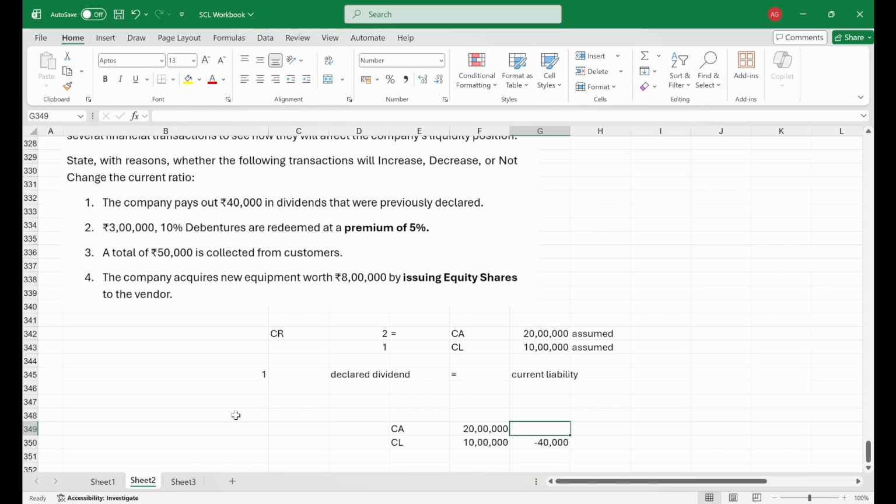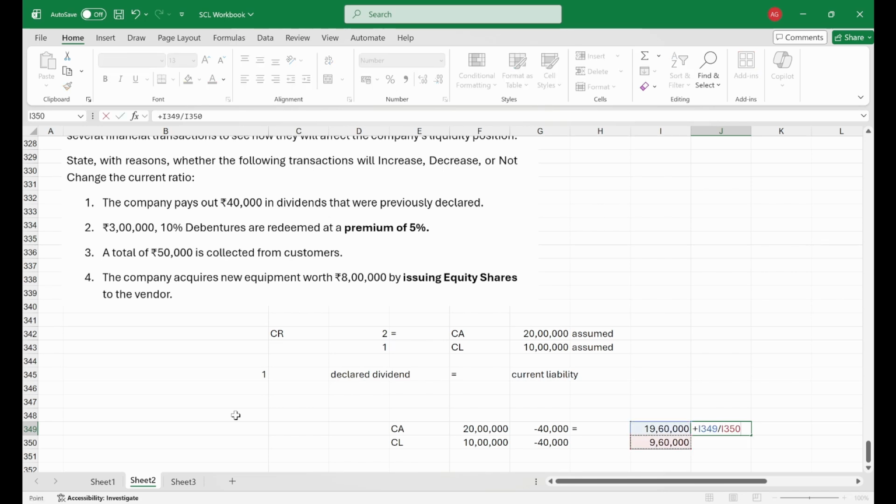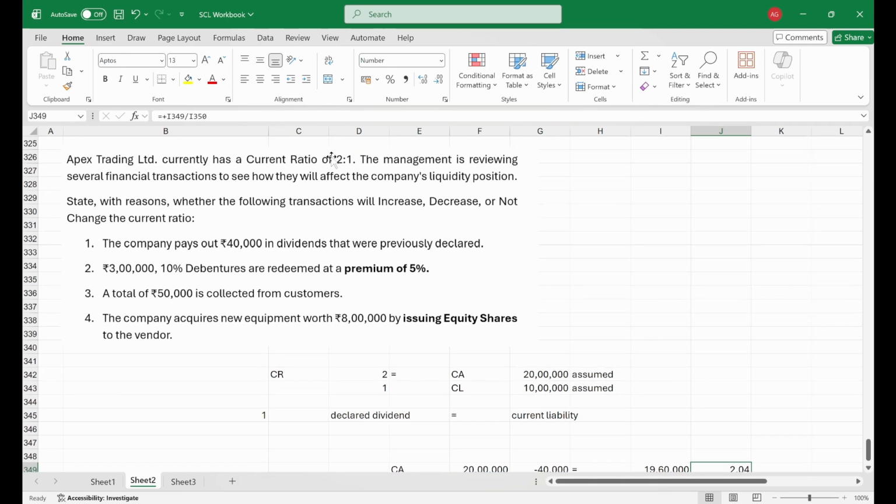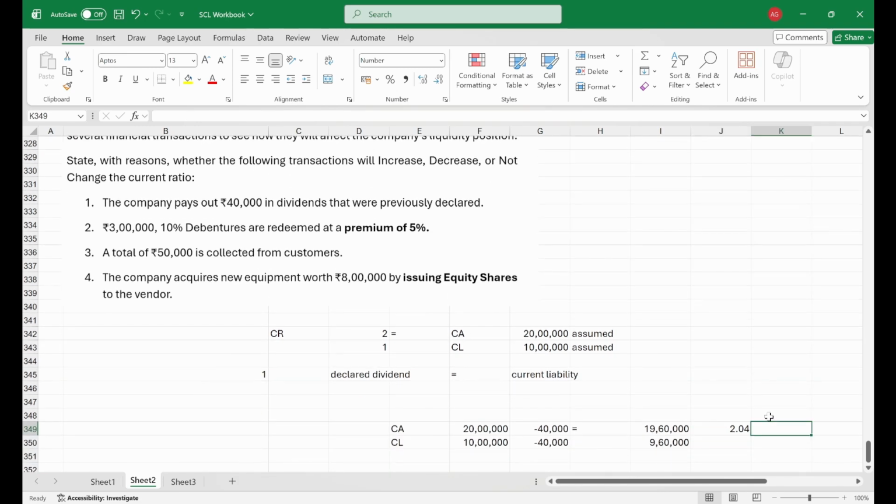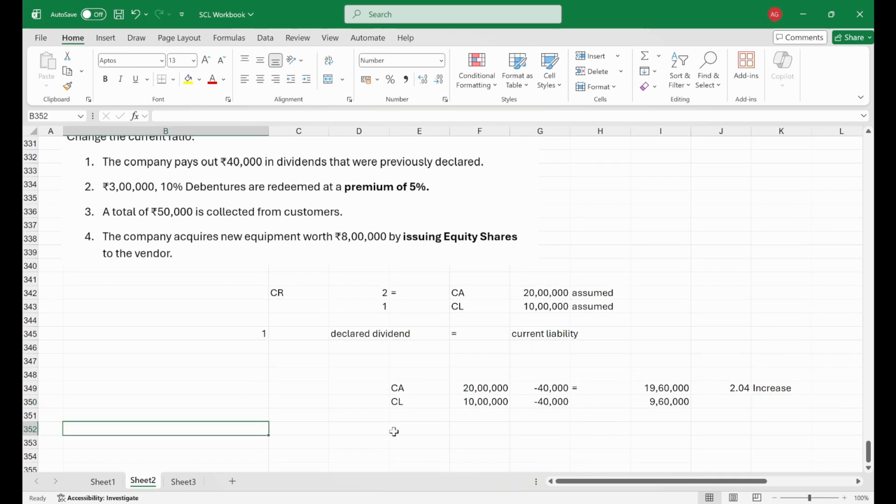Consequently, my cash also will go out, right? Because I'm paying the dividend to shareholders, cash also will go out. Cash is a current asset, therefore the current asset will also see a decrease. Therefore, the new current asset is 19,60,000 and the new current liability is 9,60,000. So just divide this and this, what will you get? You get 2.04 and your starting current ratio was 2:1. Therefore, the first situation will increase your current ratio.